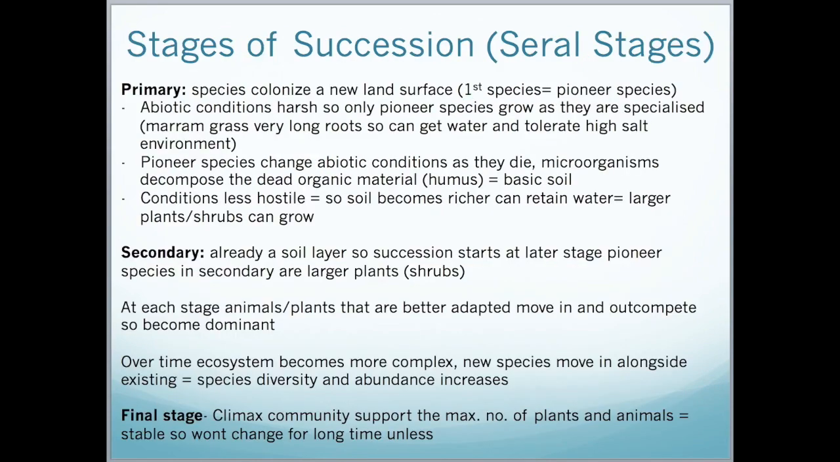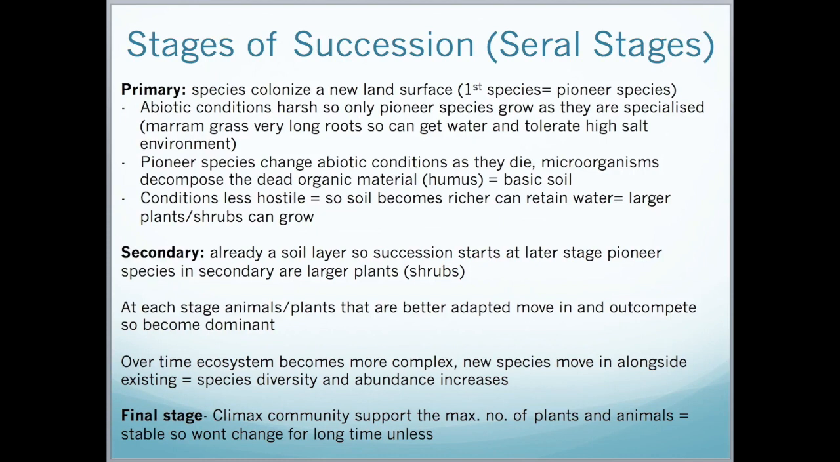So there are stages of succession that we need to know about. So the primary stage is when species colonize a new land surface, and the first species are known as the pioneer species. So first of all, the abiotic conditions are very harsh, so only pioneer species can grow because they're very specialized. So for example, marram grass has very long roots, so it can get water and can tolerate a high salt environment. The pioneer species change the abiotic conditions as they die.